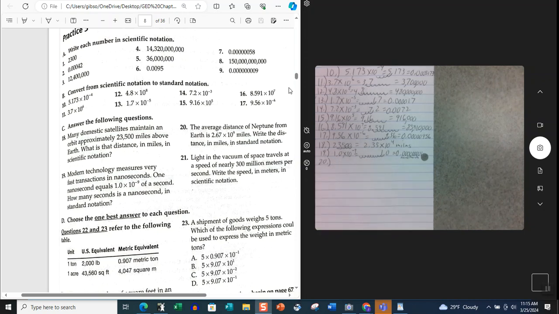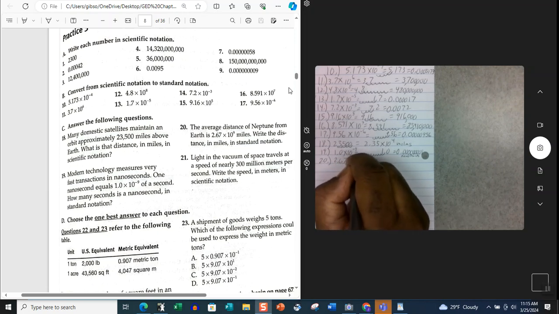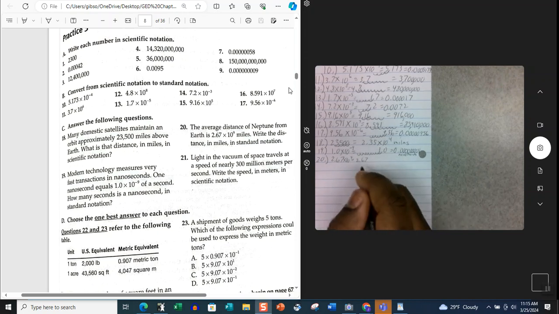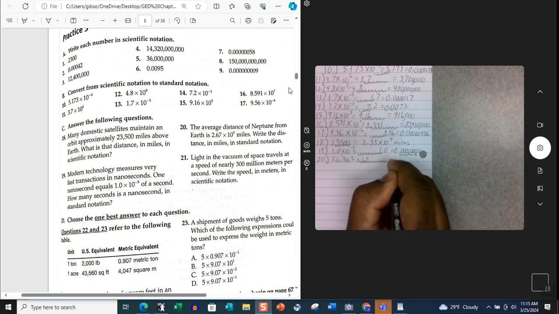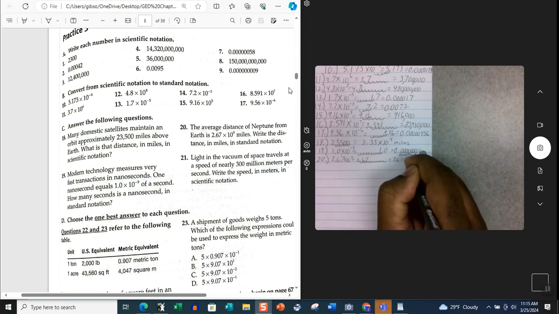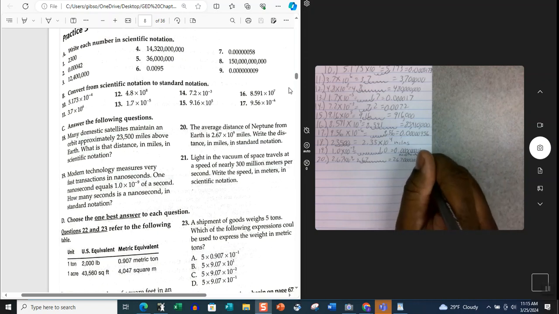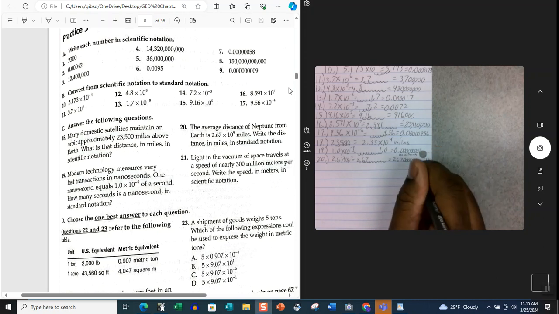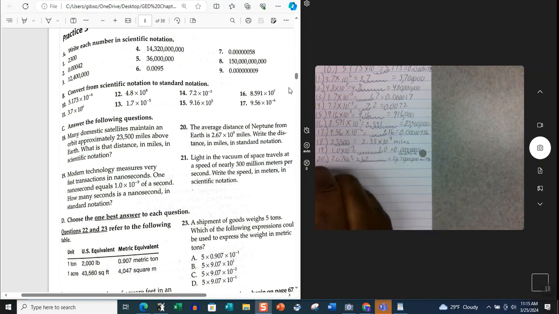It says the average distance of Neptune from Earth is 2.67 times 10 to the 9th miles. Write the distance in miles in standard notation. So it's 2.67 times 10 to the 9th. We'll do 2.67 and move this 9 places. 1, 2, 3, 4, 5, 6, 7, 8, 9. So it'll be 267 and 7 zeros. And then we will put miles. So it'll be basically 2,670,000,000 miles. Okay, 21.